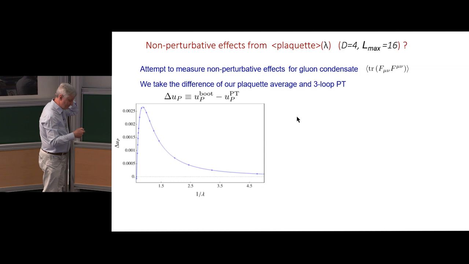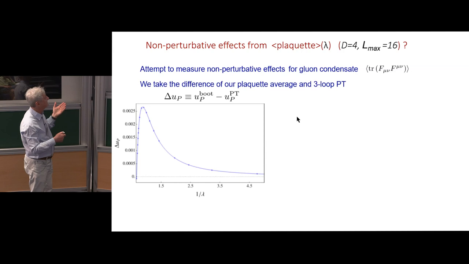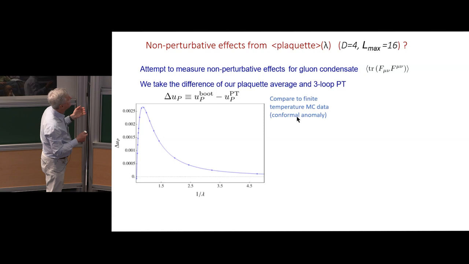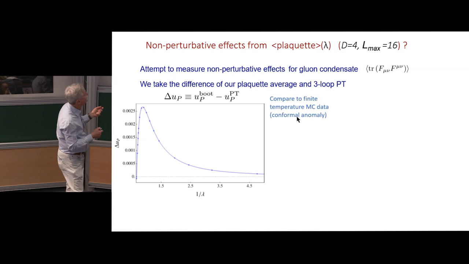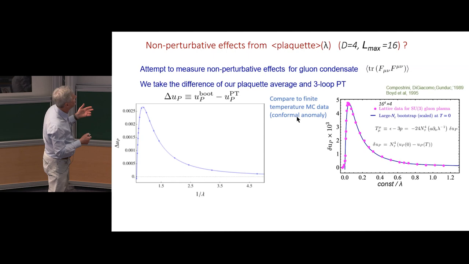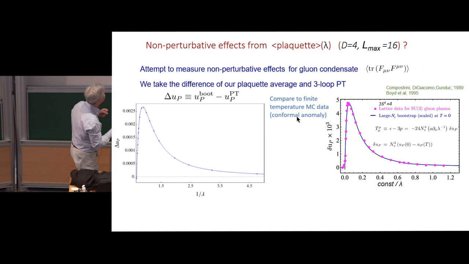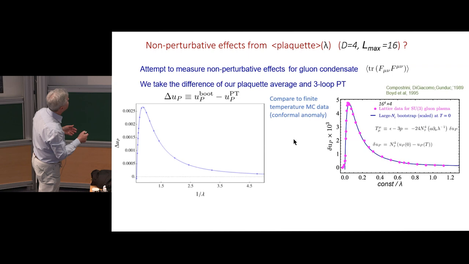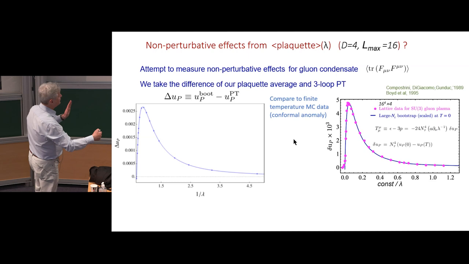Maxim Chernodub noticed our results and said that it reminds him of something. He proposed to compare it to finite temperature Monte Carlo data, which actually calculates the conformal anomaly. And so what is done here, again, it's not very visible. So we actually plotted, or he plotted, our curve, this curve, but by rescaling it slightly in both directions.